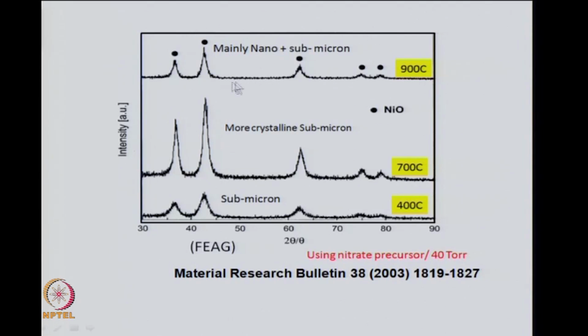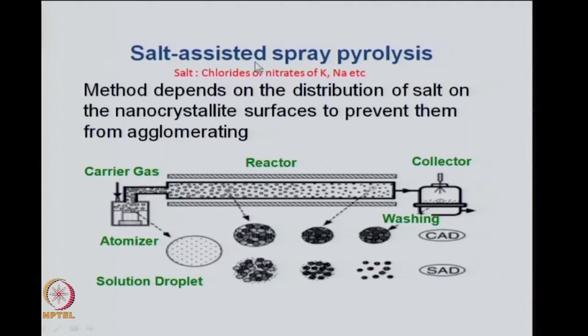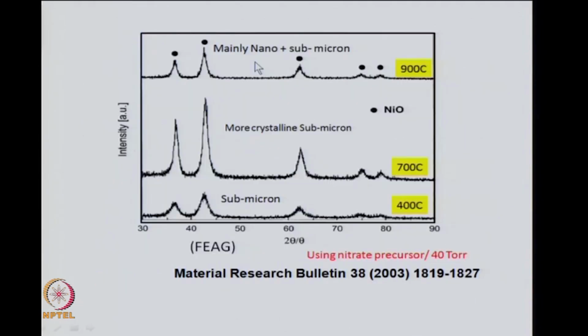The broader the line, it tells you that the particles are of smaller size. So, you see these are more crystalline because the lines are sharper, that is at 700, whereas here they become broader, and that is because you have more nanoparticles here and fewer submicron particles. So, this is one method, using the low pressure method.